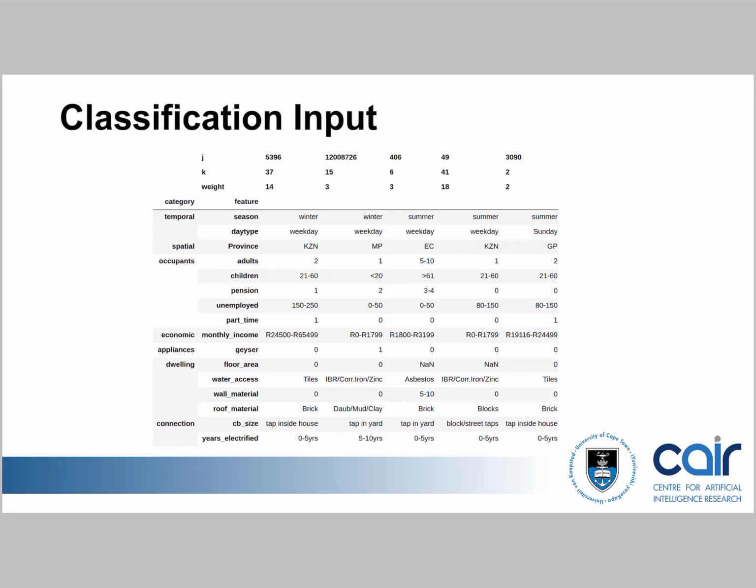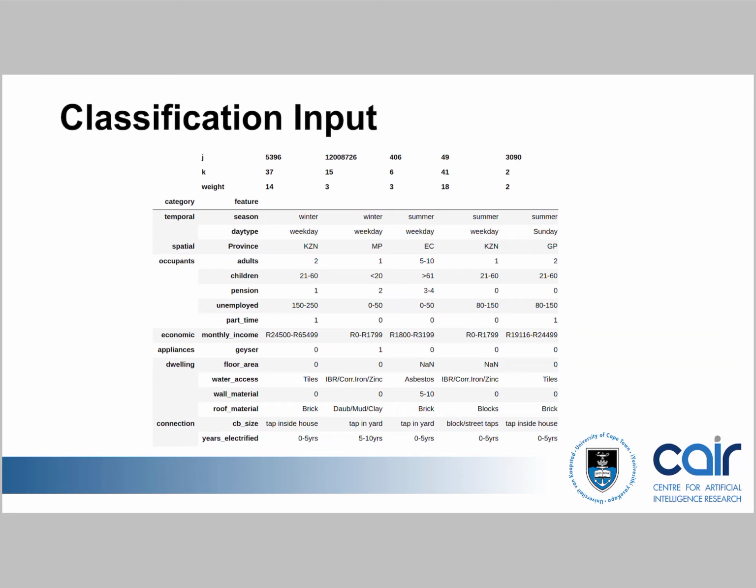Why is it children 21 to 60? Oh, something must have shifted. Okay, I'd have one part-time employee. It would have a monthly income of 24,500 to 65,000. No geysers, no floor. Something seems really funny about this. I'll have to check it. But yeah, let me pause for a moment.